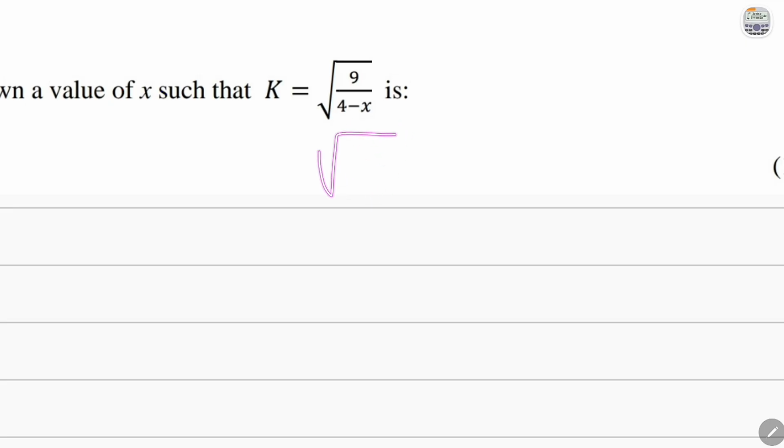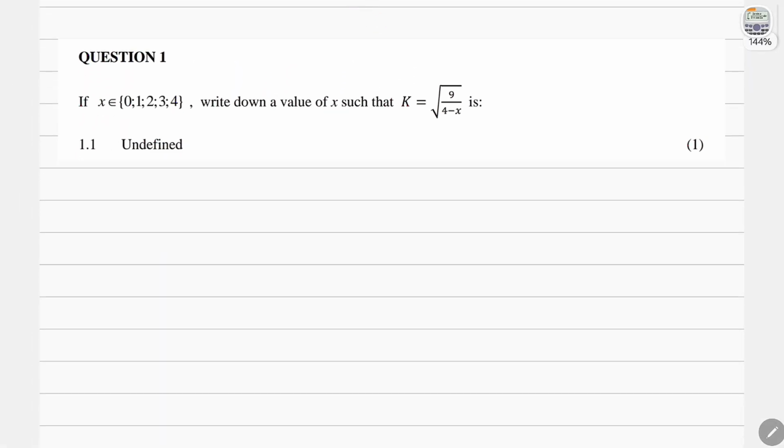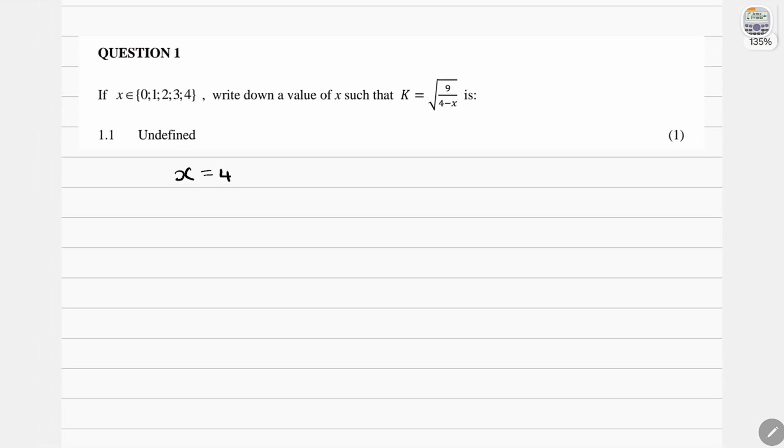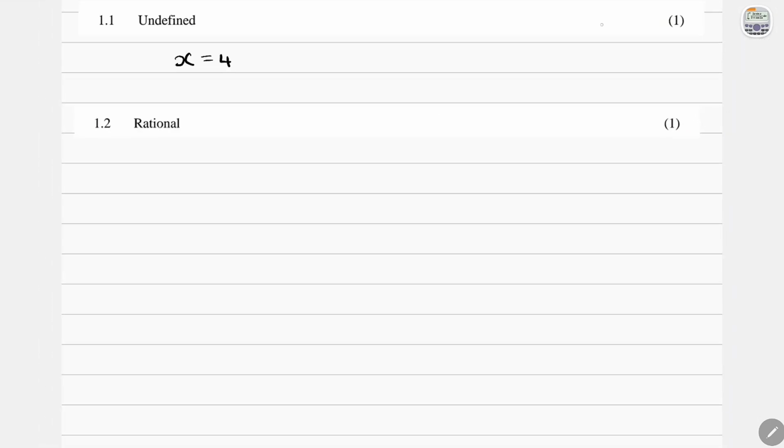It's square rooted, but of course, if you square root 0, you still get 0. So as long as 4 minus x is equal to 0, then the value of k will be undefined. We can just transpose the x and take it over, so this is simply equal to 4. So if x is equal to 4, then k is undefined, and that is our answer. Moving on to the next question.